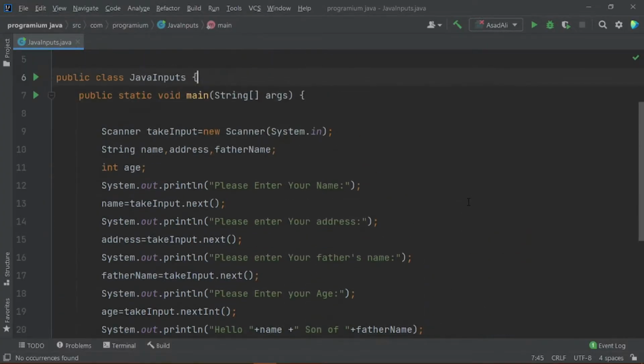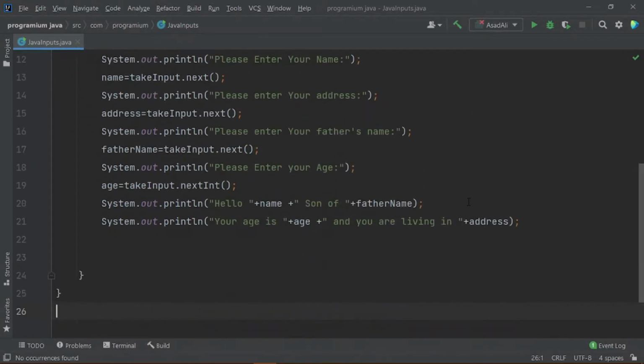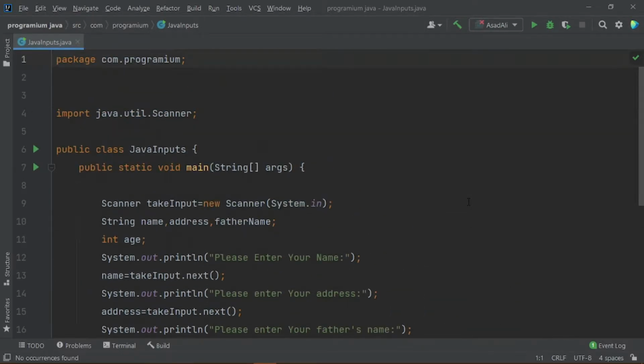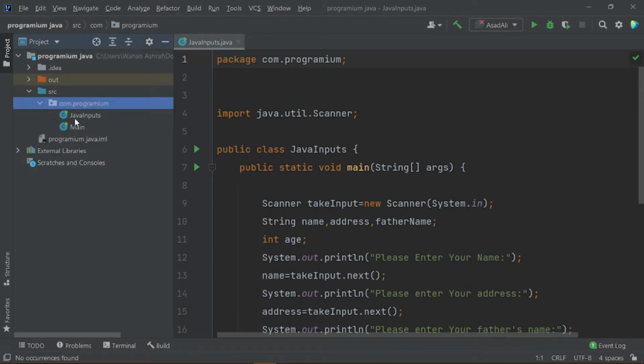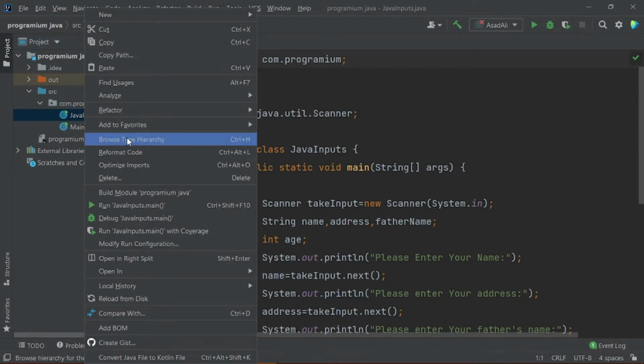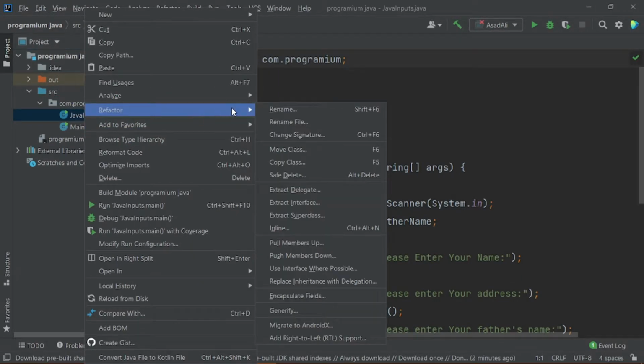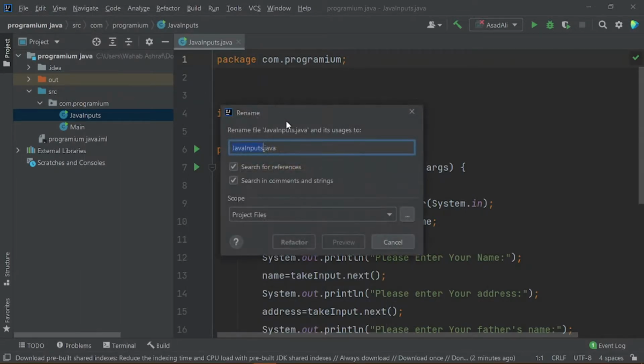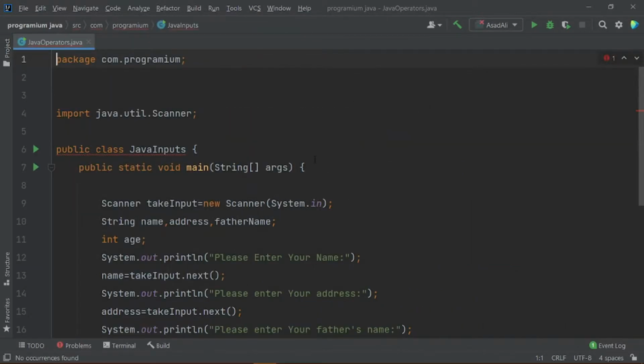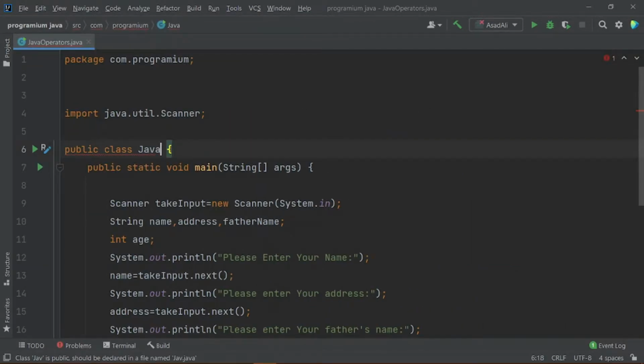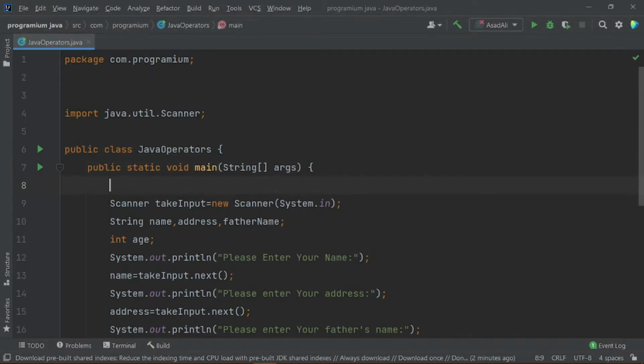Guys, as you can see, this is the file that we coded in our previous video. So I'm going to refactor this file: right click here, refactor, rename file, and Java operators. Again I am changing the name of the class. Now you can see that everything is alright and our errors have gone.